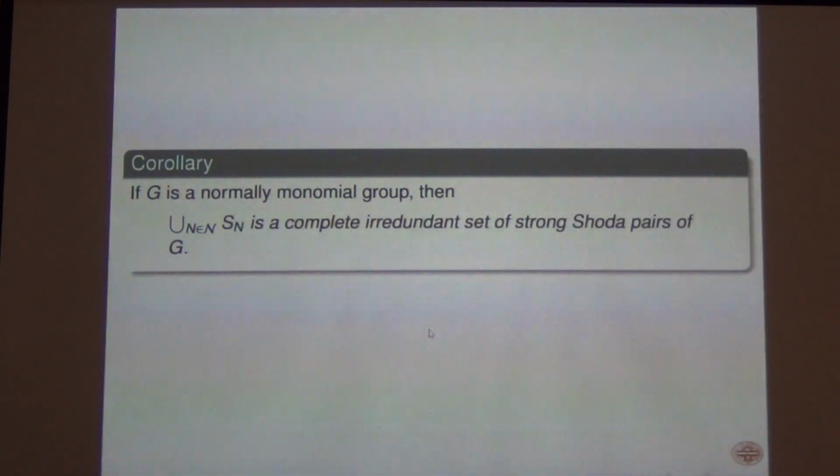And we also gave a necessary and sufficient condition for a group to be normally monomial. Normally monomial groups were already there in the literature: a group is called normally monomial if every irreducible character is induced from a linear character of a normal subgroup. So we gave a necessary and sufficient condition for a group to be normally monomial.